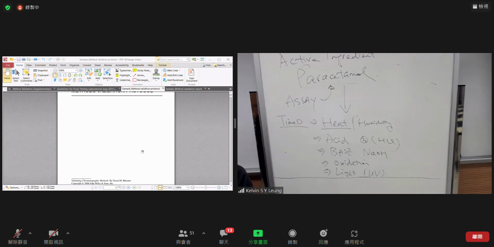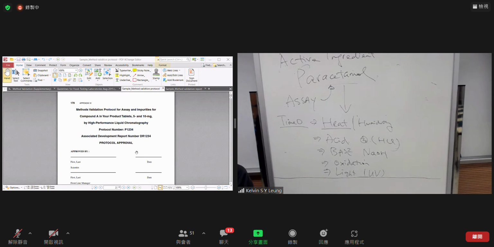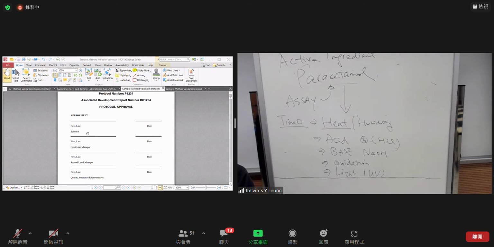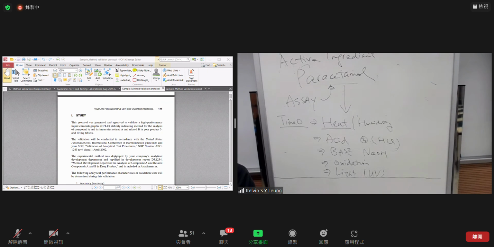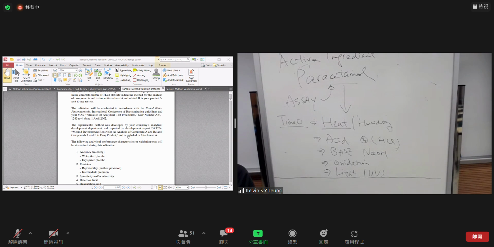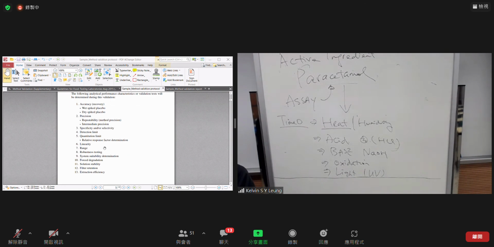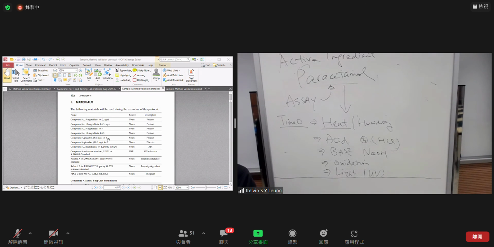So this is just some of the templates of the method validation protocol to give you some ideas. This is some of the use to find the assay and the impurities. You can see that you have to list who will do the experiment and who will approve it, so you have to list it and sign it. The purpose, the analyte target that you have to study, what kind of characteristics you are going to include, you have to list it out. And what kind of materials you are going to use.